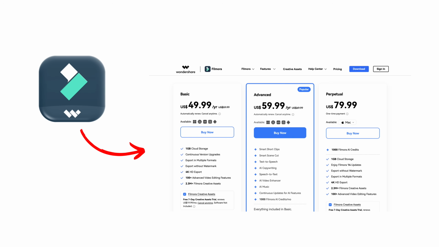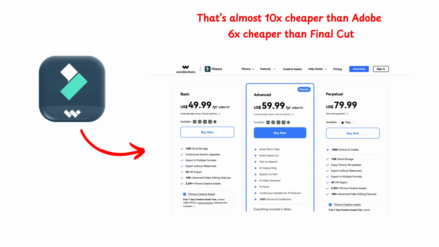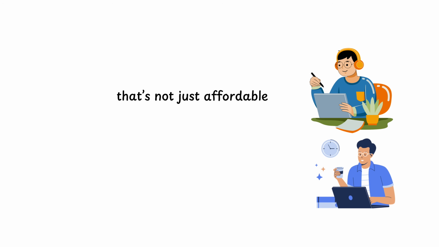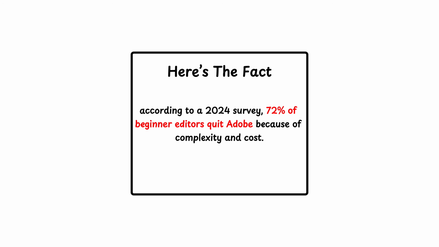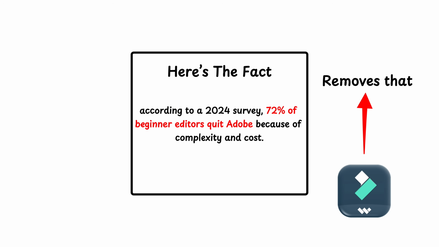Filmora, it's $49.99 per year. That's almost 10 times cheaper than Adobe and 6 times cheaper than Final Cut. For freelancers, students, and small creators, that's not just affordable, that's sustainable. And according to a 2024 survey, 72% of beginner editors quit Adobe because of complexity and cost. Filmora removes both barriers.